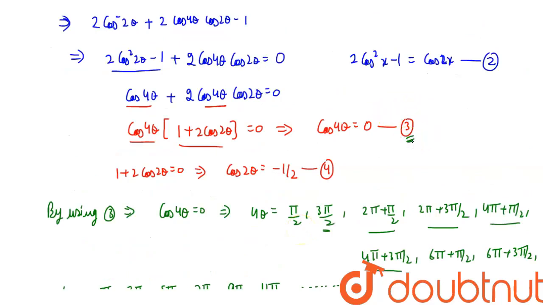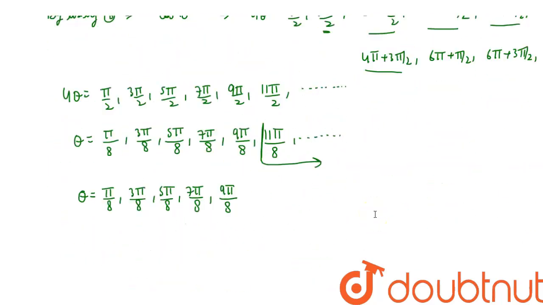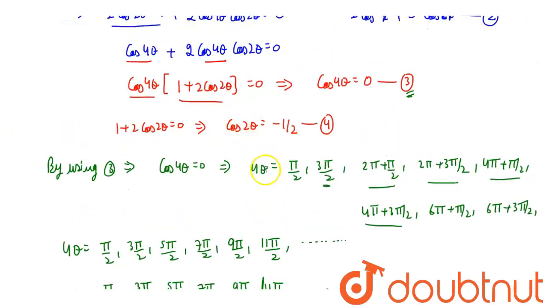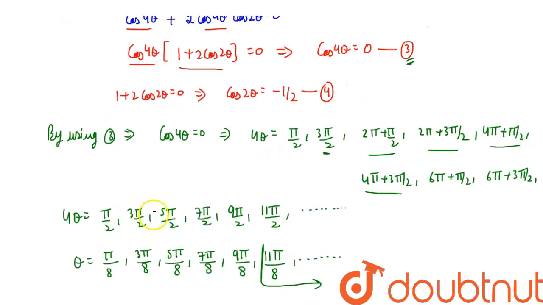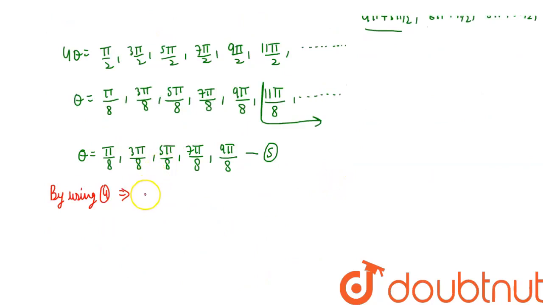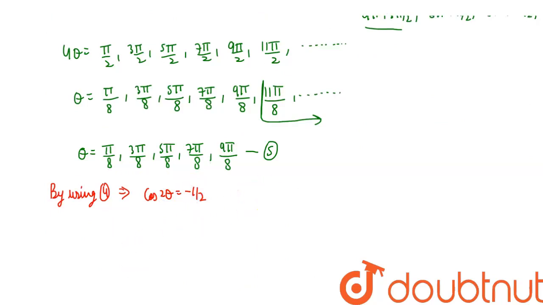That is this equation. Now after this we are going to consider the fourth equation. So let us say that this is result 5 which we have got. In the fourth equation we have cos 2 theta equals minus half. So by using the fourth equation we get cos 2 theta equals minus half, like this. Now we know that cosine of x is equal to minus half when the cosine function is negative, that is minus half.